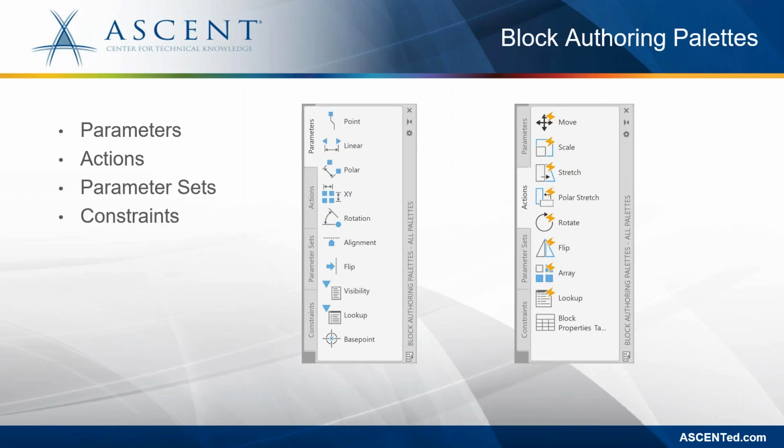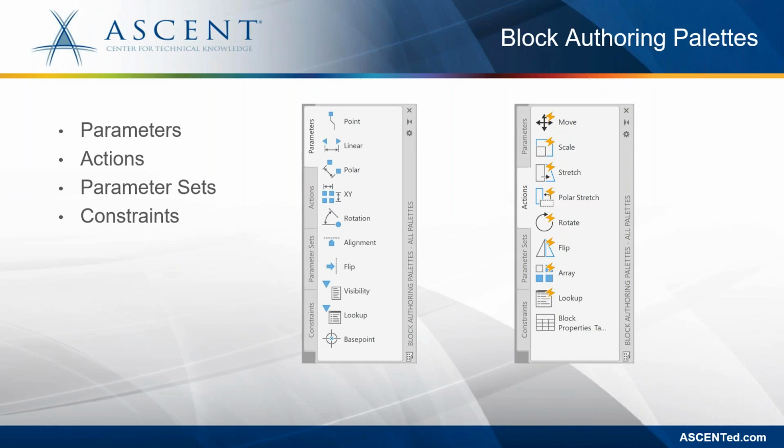Let's see the authoring tools available. I'll give you an overview of the block authoring tools, and then we will subsequently go deeper into the parameters and the actions, which are the first two objectives of today's class. As you can see on the screen, there are 4 tabs in the block authoring palette. They are parameters, actions, parameter sets, and constraints.